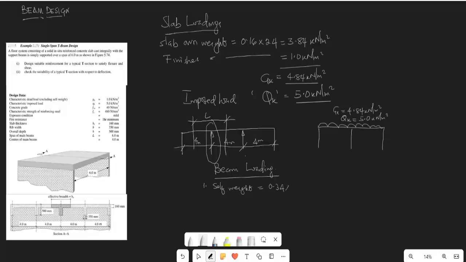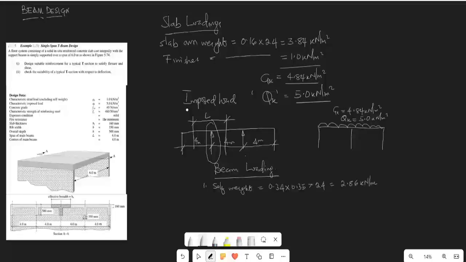Then we multiply this by the width of that beam, which is 350 mm, 0.35. Then multiply by 24. That will give us 2.86 kilonewton per meter.